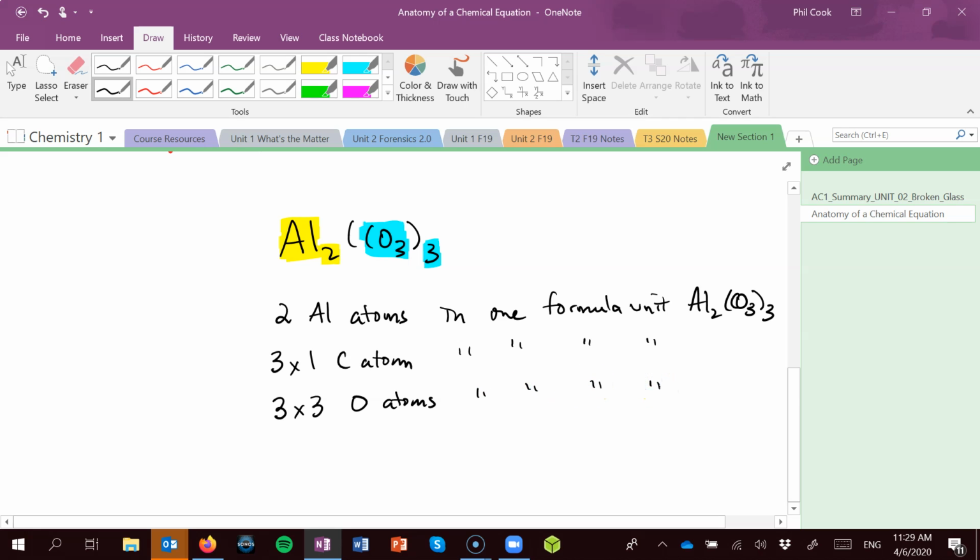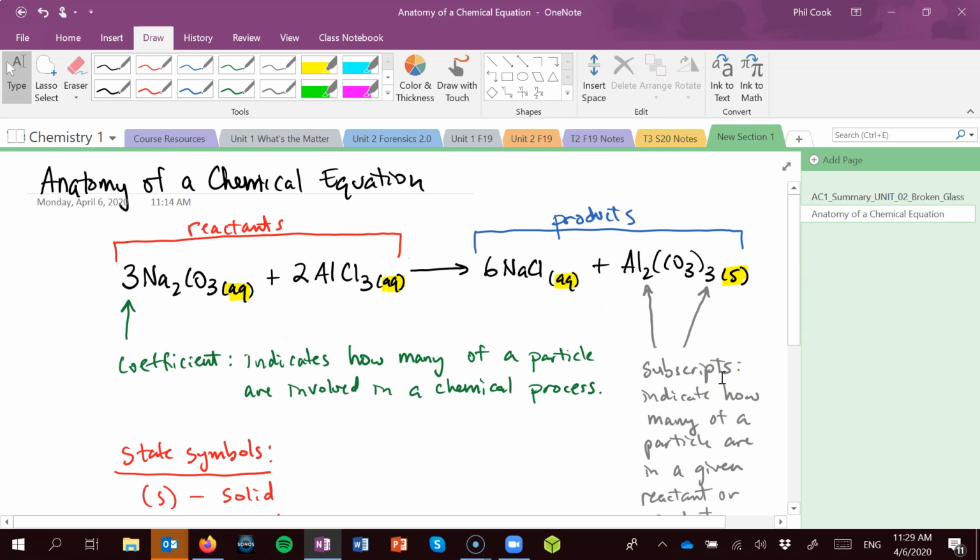So keep that in mind as you go through the exercises I'm going to ask you to do later this week. So just to recap, anything that's written on the left-hand side of the arrow, we call reactants. Anything on the right-hand side of the arrow are designated as products. Coefficients tell us how many of a particular particle are involved in a chemical process. And subscripts tell us how many of an atom or ion are involved in a particular formula unit of an element.